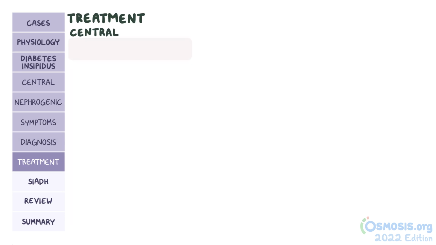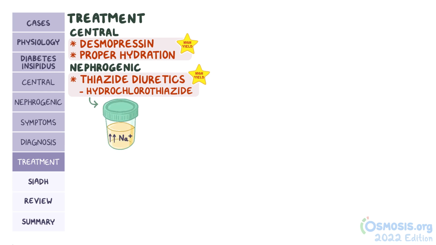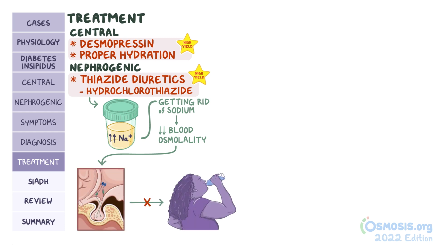Treatment of central diabetes insipidus relies on desmopressin and proper hydration. Treatment of nephrogenic diabetes insipidus relies on thiazide-like diuretics, like hydrochlorothiazide, which are given to increase urine excretion of sodium. Since sodium contributes to blood osmolality, getting rid of sodium reduces blood osmolality and stops the hypothalamus from triggering thirst.